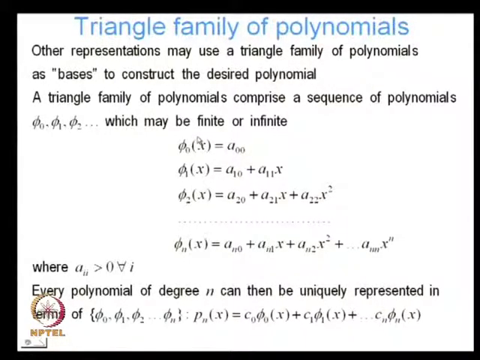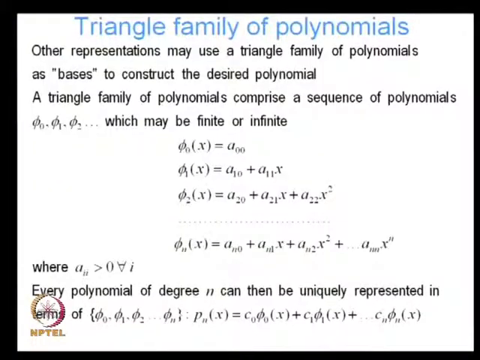So these are bases, right, and I can construct any polynomial by taking linear combinations of these basis polynomials. So a_nn greater than 0, because I just want to make sure that this polynomial is truly of that order, right. If it were equal to 0, this won't be an nth order polynomial, it will become an (n minus 1)th order polynomial. So every polynomial of degree n can then be uniquely represented in terms of these basis polynomials.